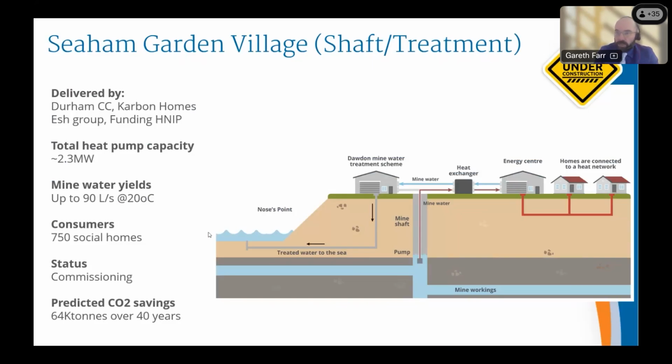So this water is coming out at about 20 degrees constantly, maybe 90 litres per second, give or take. So what we wanted to do here is get extra benefit from this place where we were treating mine water. And so a project that's been going on for several years with the council, Carbon Homes, Ash Group, and so on and so forth, we'll see now.